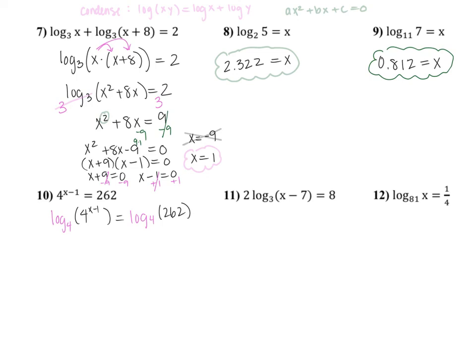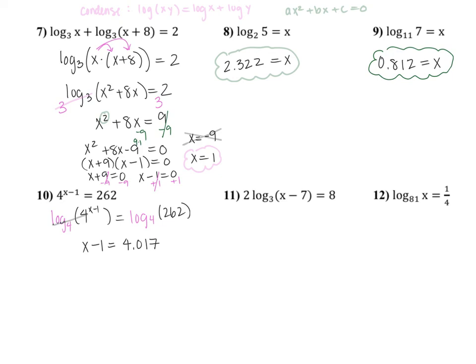And so when I use this log, the log and the 4 cancel, dropping down the x minus 1. And actually, how about I go figure out what this number is? So I'm going to do log base 4 of 262 in the calculator. I'm pressing that in, putting in 4 and 262, enter, and I get a decimal number here, 4.017. I'm going to round to 3 decimal places again.